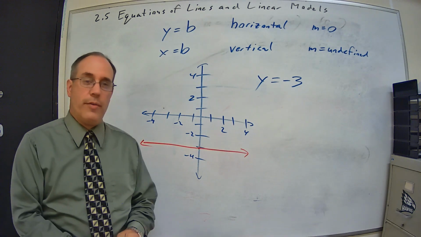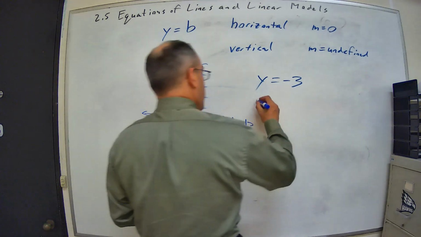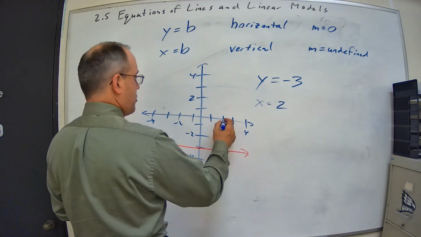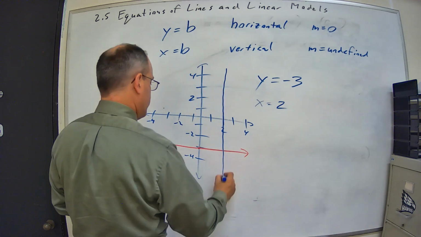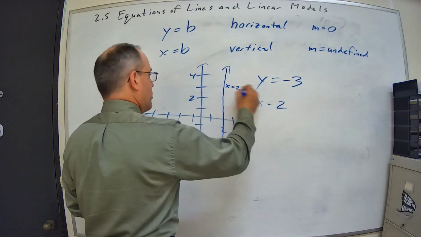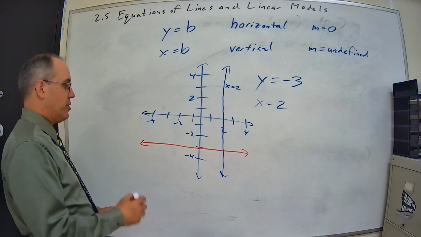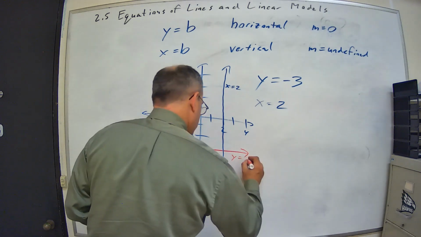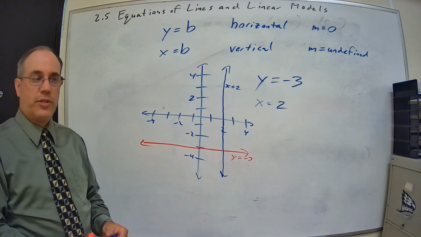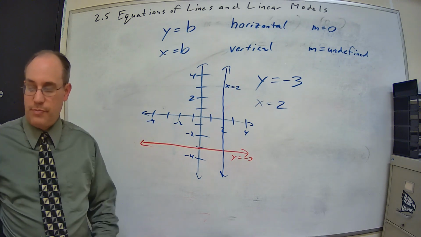So pretty straightforward. If we have x equal to 2, then we're going to go where x is equal to 2, and we're going to have a vertical line. So there's x equal to 2, because no matter what y value you have, x is going to be equal to 2. And here's y equal to -3, no matter what x value you have, y is going to be equal to -3. So pretty straightforward vertical and horizontal lines.